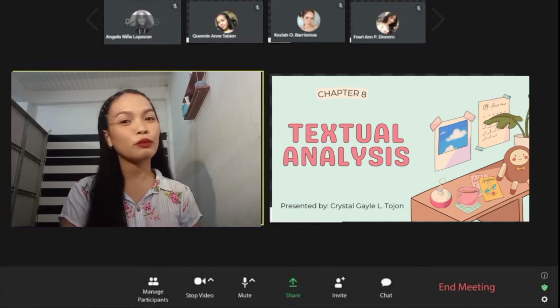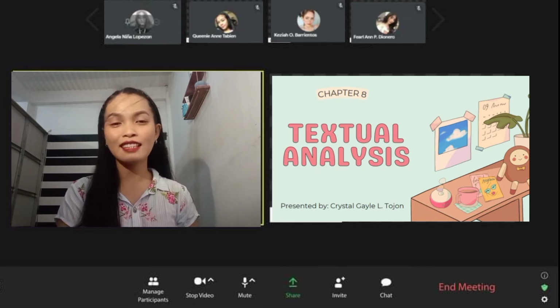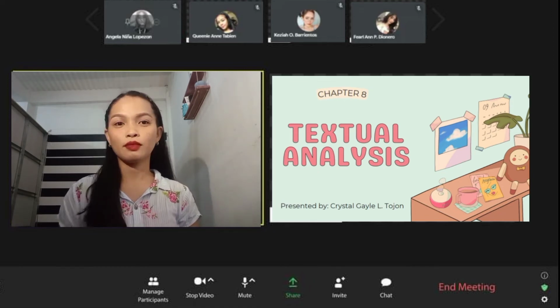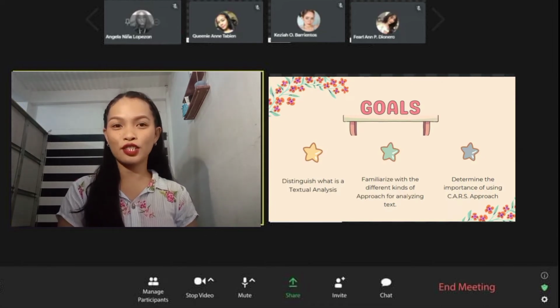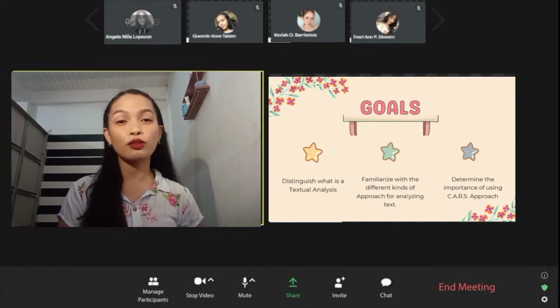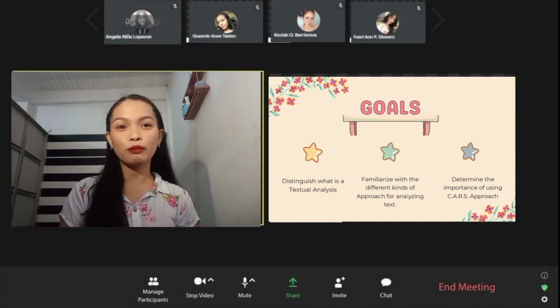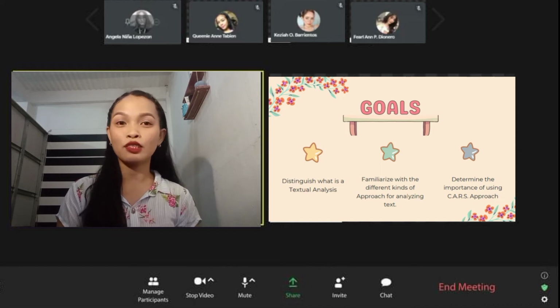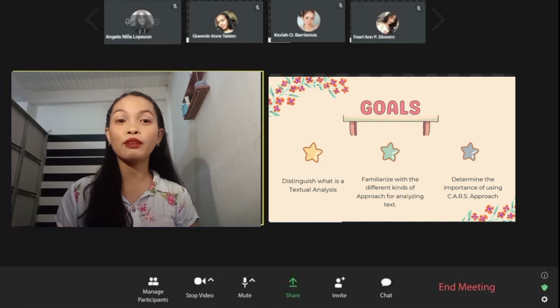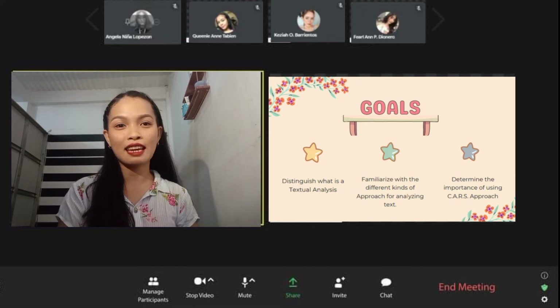And today, we will be discovering what is a textual analysis. Before we proceed to our main discussion, let's first know the goals of our topic. At the end of the lesson, learners may be able to distinguish what is a textual analysis. Next, the learners may be able to be familiarized with the different kinds of approach for analyzing text. And lastly, the learners may be able to determine the importance of using the CARS approach.